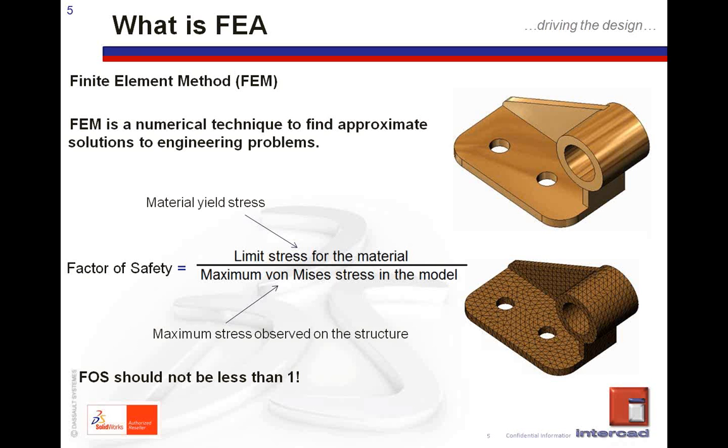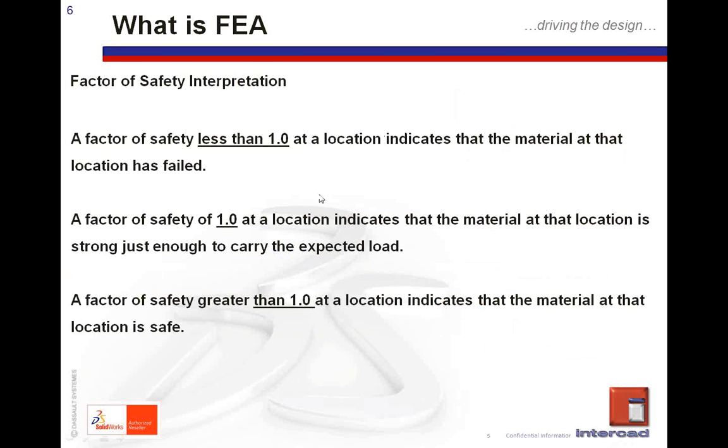Now we have another question. How do we interpret factor of safety? A factor of safety less than 1 indicates that the material at that location has failed. A factor of safety of 1 indicates that the material at that location is just strong enough to carry the expected load. So any increase in the load would result in failure. A factor of safety greater than 1 at a location indicates that the material at that location is safe. So factor of safety should not be less than 1 in any case. However, as number of assumptions in our study increases, we should increase this factor of safety value. Because the more the assumptions, the more the uncertainty.